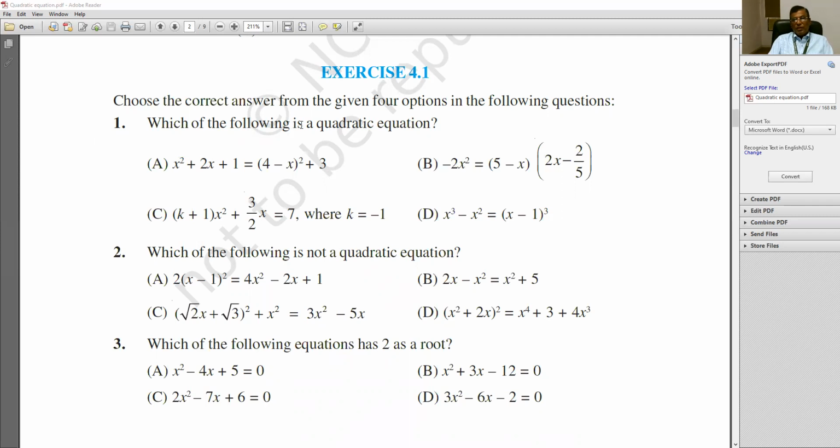Which of the following is a quadratic equation? So you have to simplify this. Again, you have to simplify this. After simplifying and cancellation in LHS and RHS, the like terms will be cancelled out, and the rest will tell you whether that is a quadratic equation or not. So you can check by doing it.